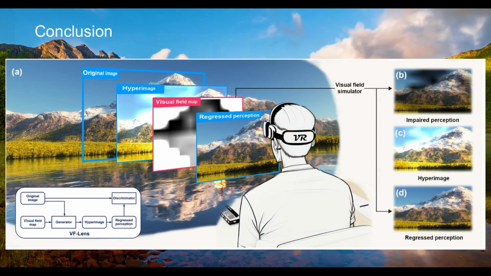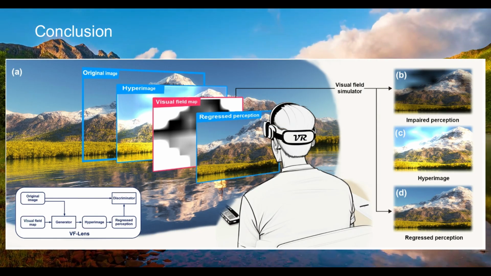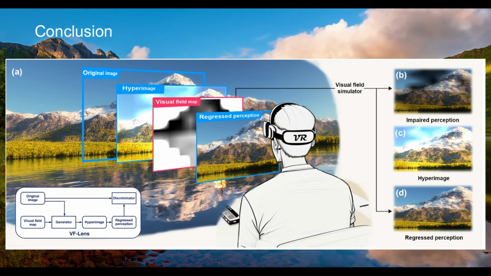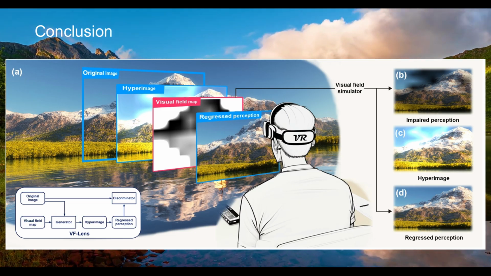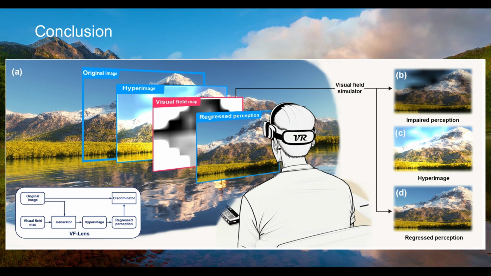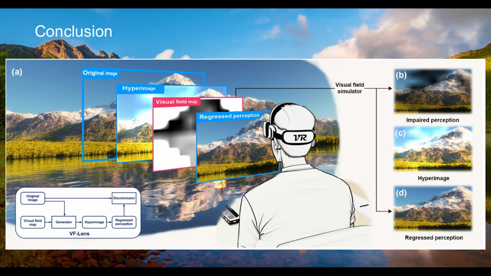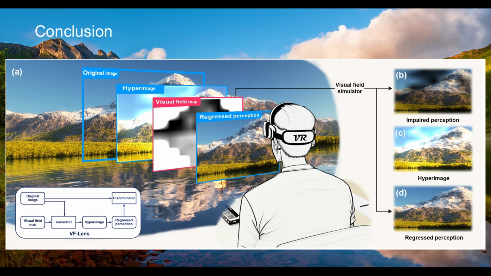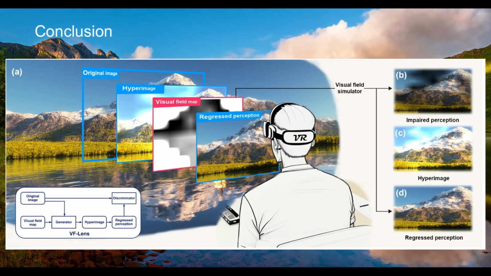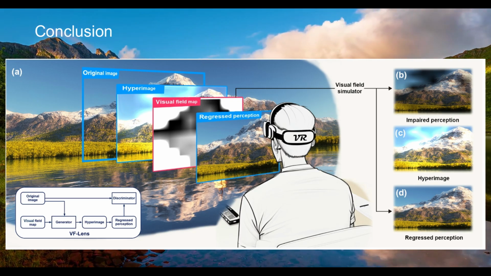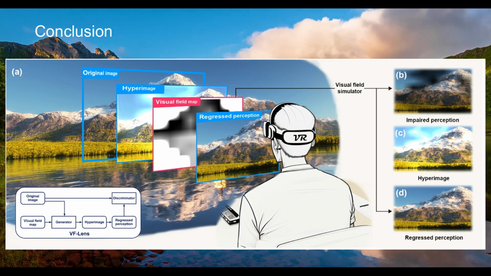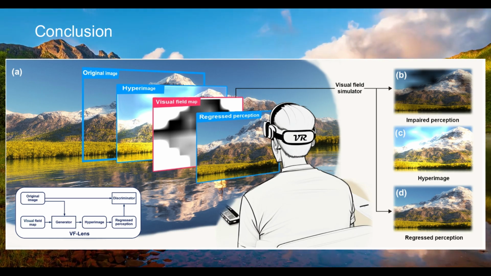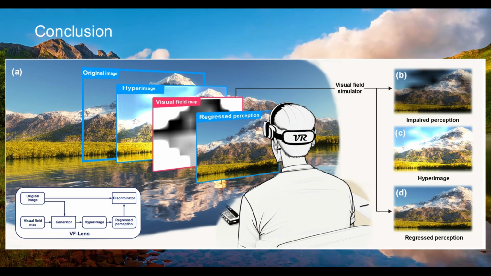In conclusion, we propose VF lens, a novel and promising approach designed to improve the visual perception of visually impaired users in VR to approximate that of users with normal vision, serving as a virtual lens connecting the visually impaired users and the VR world. For more details on our VF lens model, comprehensive experimental results, as well as discussions on limitations and further insights, please refer to our paper and supplementary material for a more in-depth understanding.